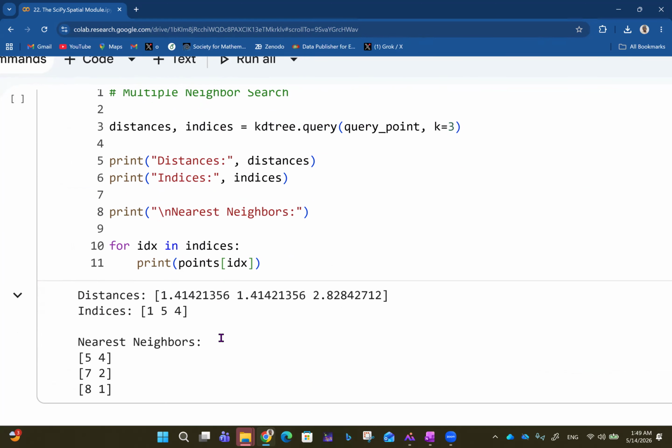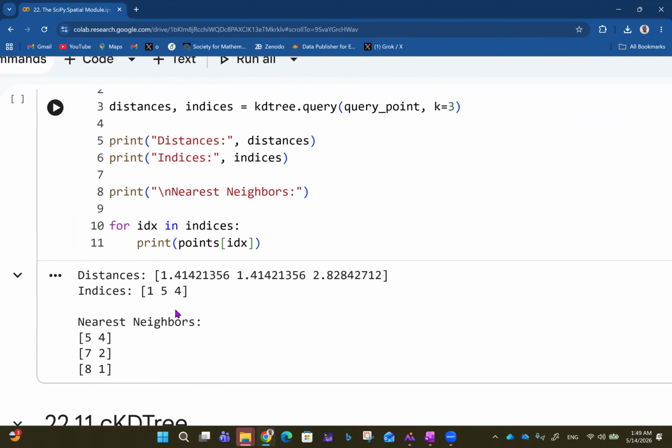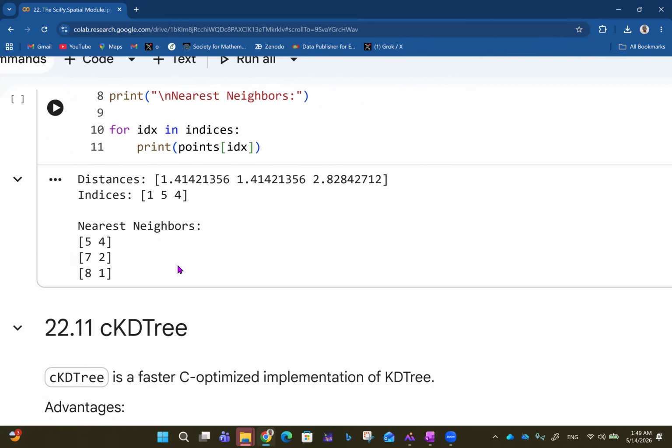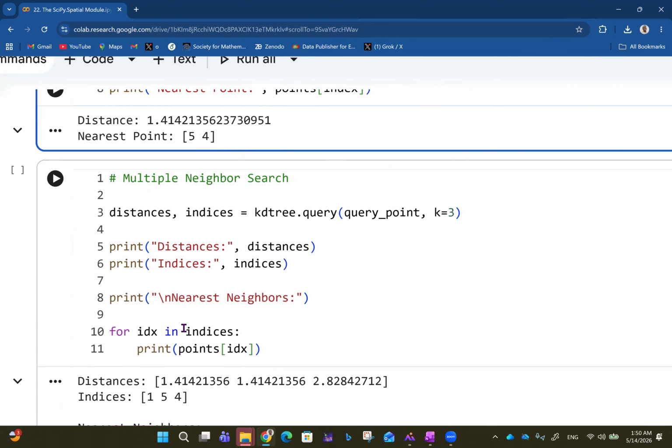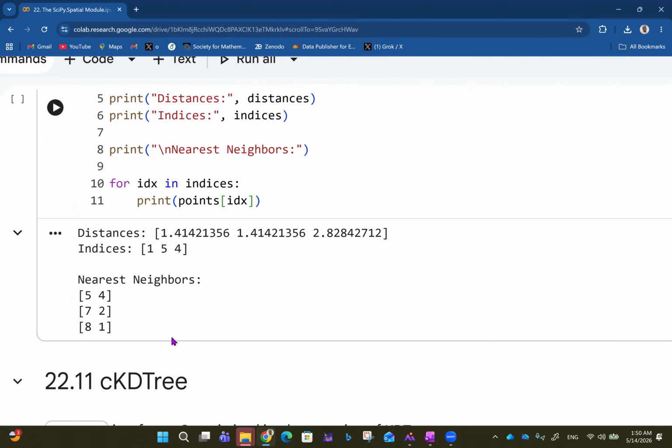So you can also do multiple neighbor search. Imagine that you have distances, indices equals KD tree query of the query point, with k equal to 3. Then you print the distances and the indices, print the nearest neighbors for each index in indices, and print the points corresponding to the indices. For the distances now, you have 1.414, 1.414, 2.82, and the indices are 1, 5, 4. The query point is (6,3), the same one we used the other time. So the nearest 3 points to (6,3), of course, we already knew one was (5,4). So the next ones, it's more like you want to see more options.